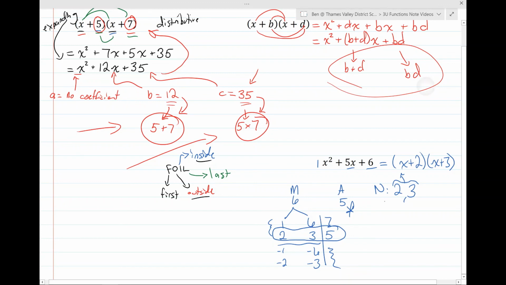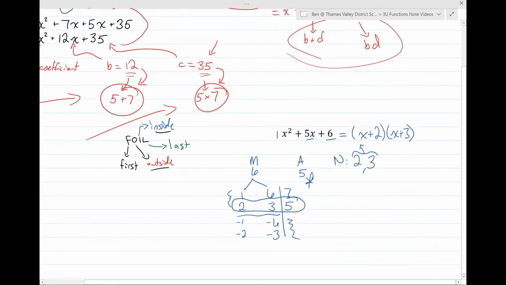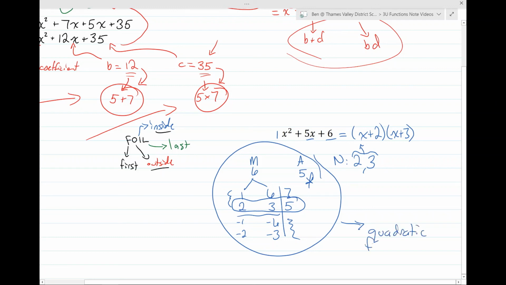Now, if you're unable to come up with any numbers, and sometimes that will happen, if you're unable to come up with any numbers that satisfy this, then what you would have to try is your quadratic formula. But we're not going to do that today. That would just be where you would need to go if you couldn't solve it using this method.